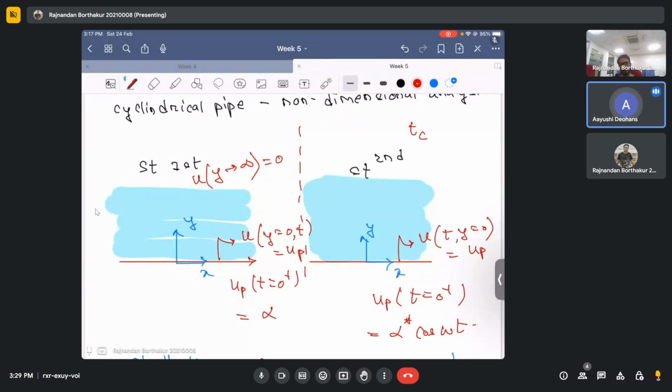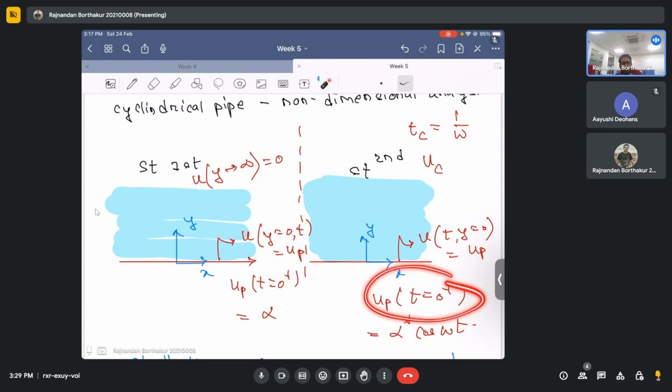TC is 1 by omega. Exactly. So in the Stokes' second problem, we had a characteristic time scale. We also had a characteristic velocity. We may choose this characteristic velocity as the plate velocity, or whatever we wish. Since we had command over at least two scales, we could use the method of separation of variables.